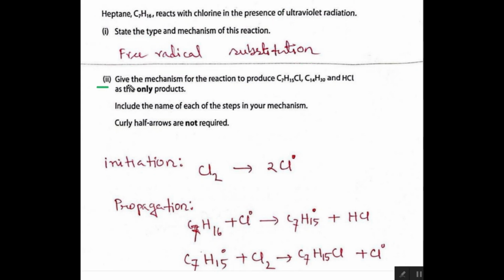Now number 2, give the mechanism for this reaction to produce chloroheptane and C14H30, this is an alkane, and hydrogen chloride as the only product. Include the name of the step in your mechanism. Curly half arrows are not required.